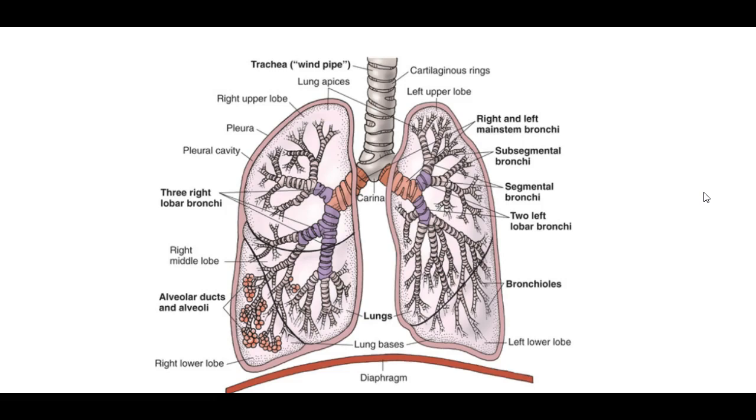Once in the air sacs, the oxygen from the air diffuses into the blood so it can be transported to all tissues and organs. Now watch how carbon dioxide, which is CO2, the waste gas created in the tissue, diffuses from the blood into the lungs so it can be exhaled.